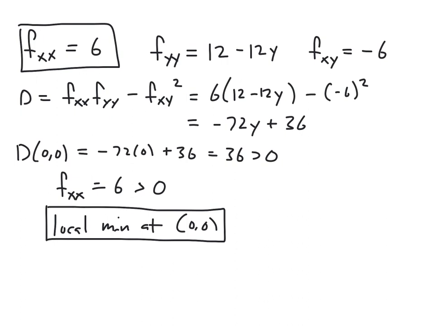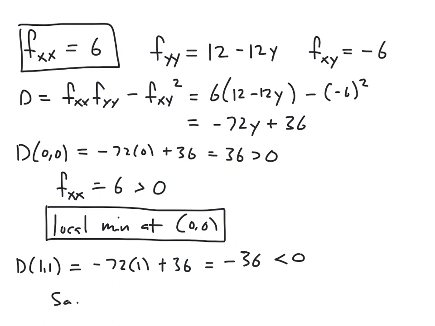Right? Our other critical point was 1, 1. So we'll compute the discriminant there. So d(1, 1). All right, so that'll be negative 72 times 1 plus 36. That will be negative 36. And negative 36 is a negative number. And when the discriminant is negative, we don't care about the partials at all. That tells us right away that we have a saddle point at the point 1, 1.